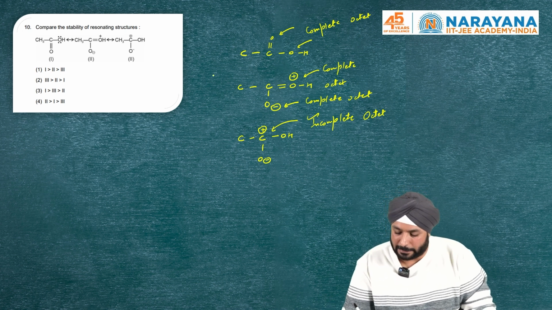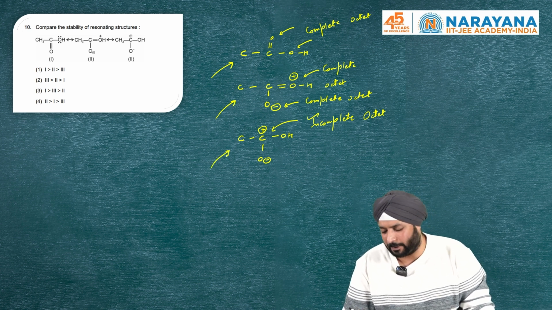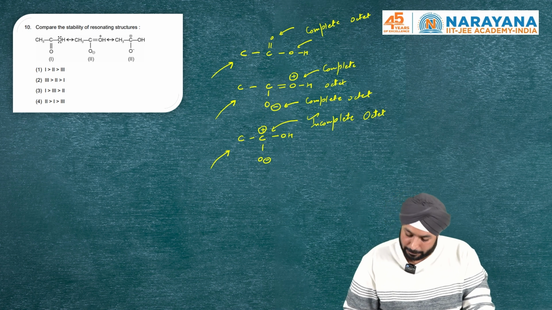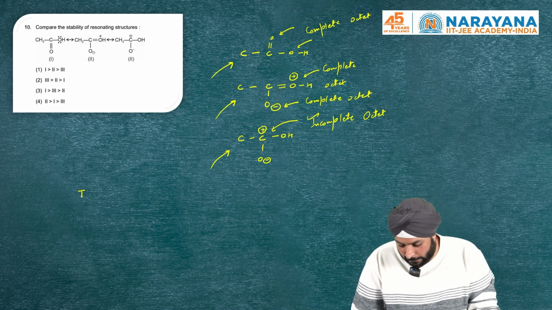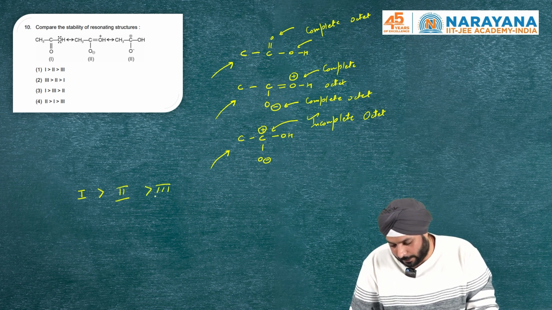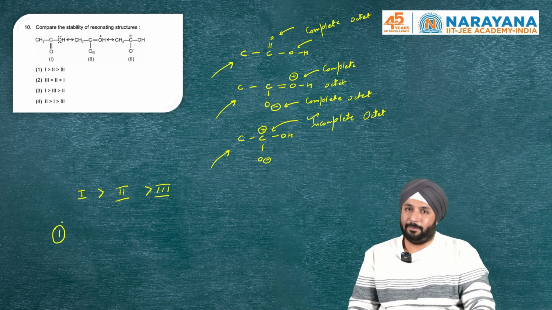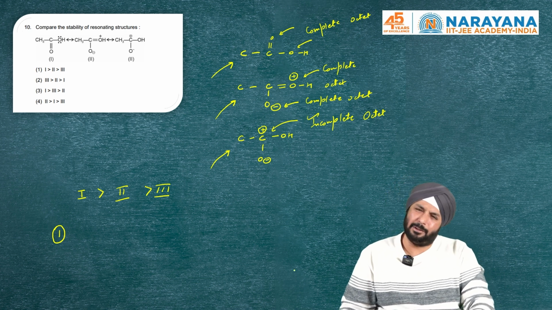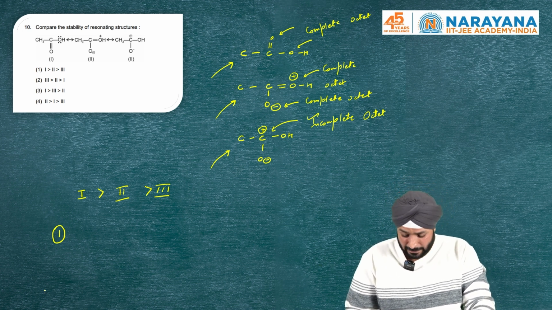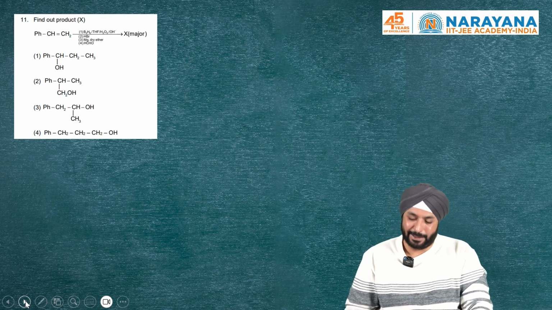So the molecule which is neutral will be highly stable. Then this molecule will be stable, and the molecule which has an incomplete octet will be highly unstable. The stability order will be first is more stable than 2, which is more stable than 3. So clearly the option should be 1. Hope you would have understood this. Again, this question is a very simple question based on GOC, General Organic Chemistry, within the syllabus only, right?